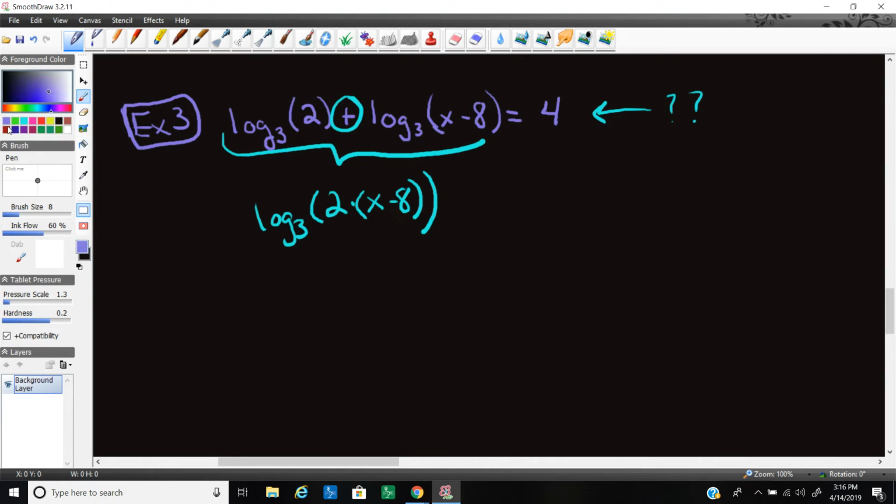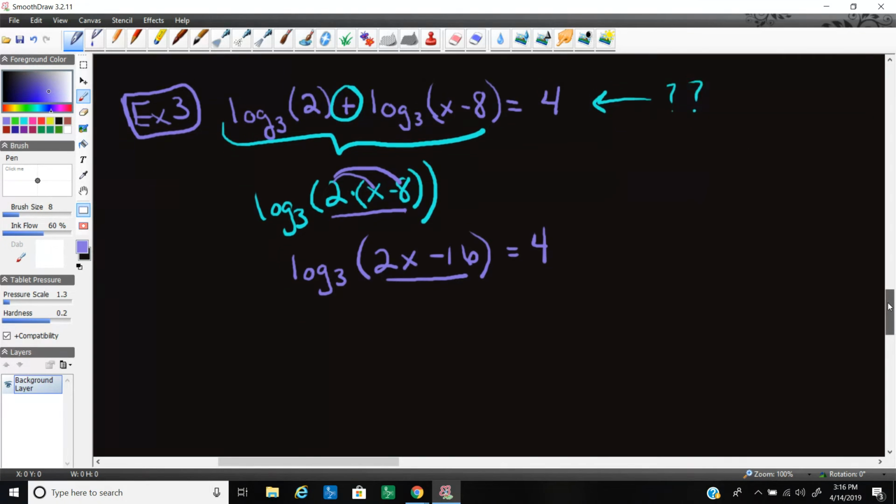So let's go ahead and rewrite this so it looks a little bit nicer. Log base 3, parentheses 2. Let's distribute that. 2 times x is 2x. 2 times negative 8 is negative 16. So this is what we have inside the parentheses. This part is this part right here. All equal to 4.